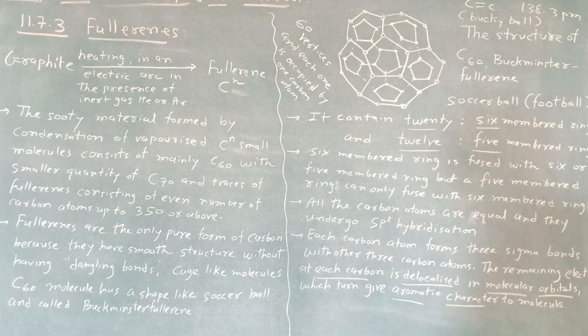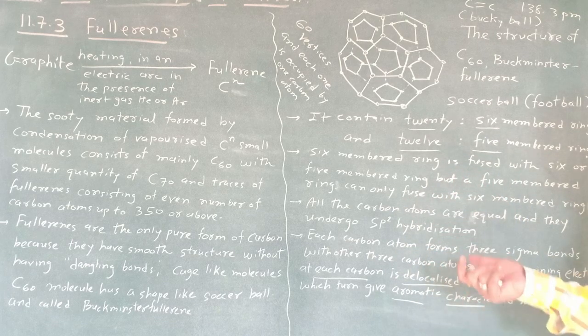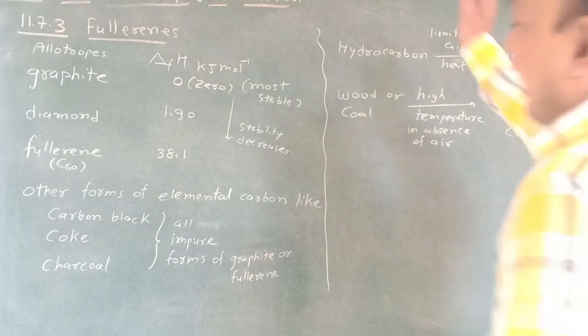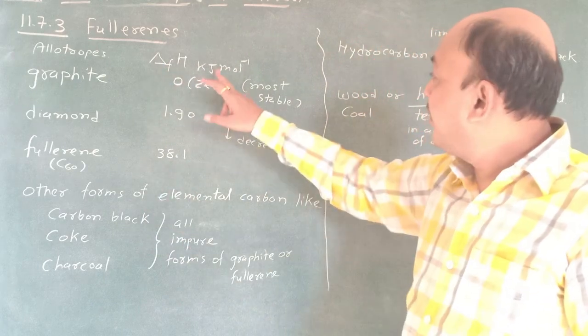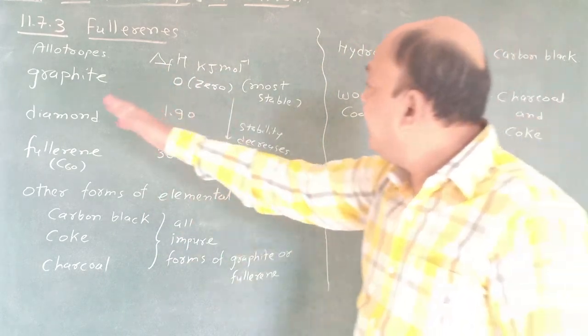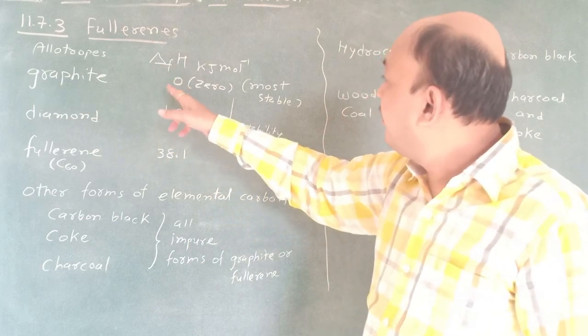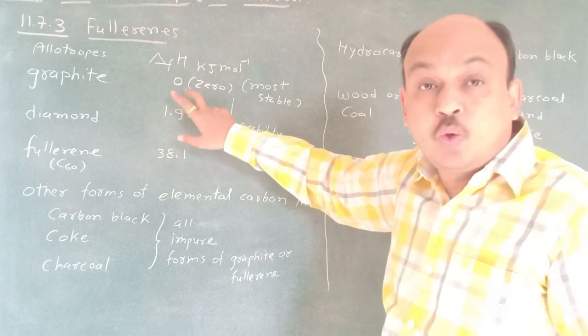Another topic remaining is formation enthalpy, delta fH, which we discuss now. Just take a screenshot and write it from your NCERT textbook. So here are the allotropic forms with respect to formation enthalpy in kilojoule per mole. Graphite is there, and you know that thermodynamically it is more stable. Due to that, its delta H formation, or formation enthalpy, is considered as 0.